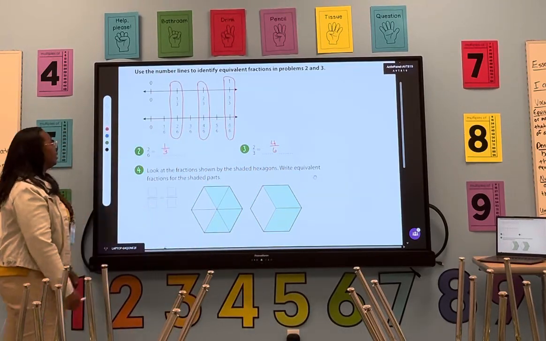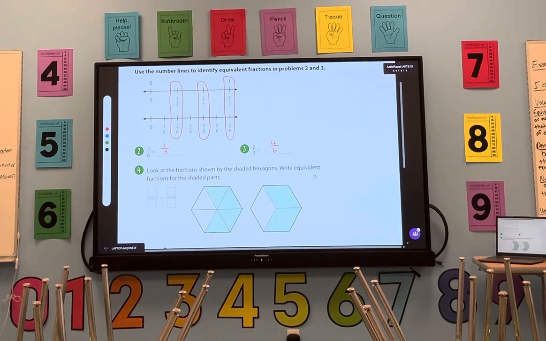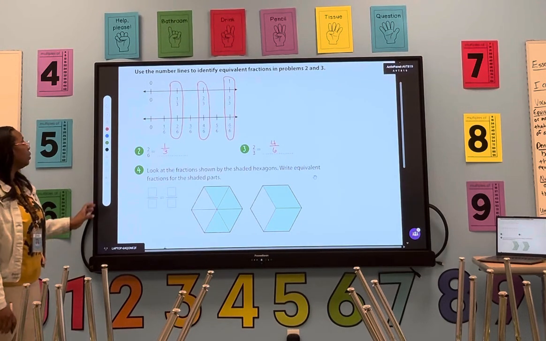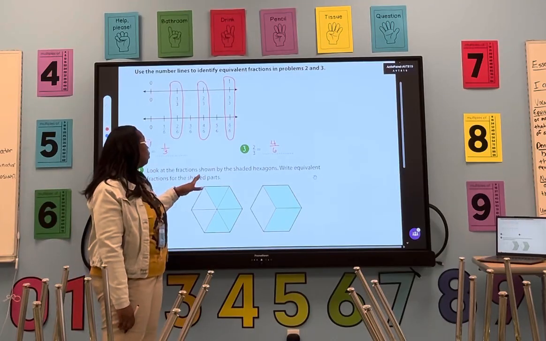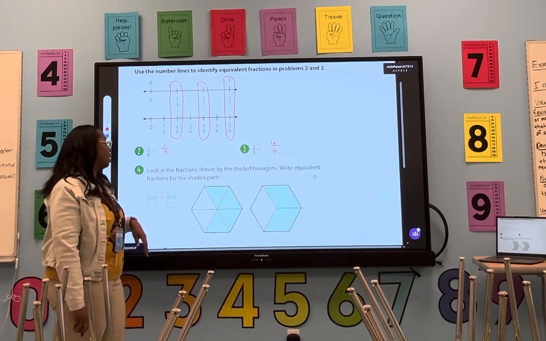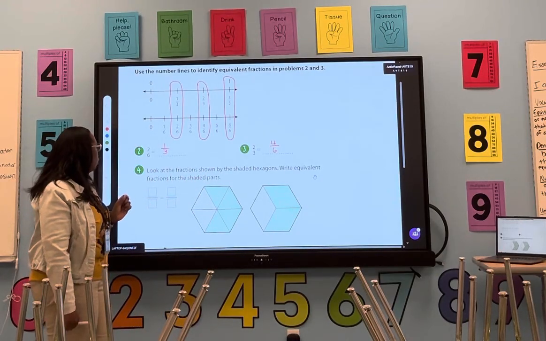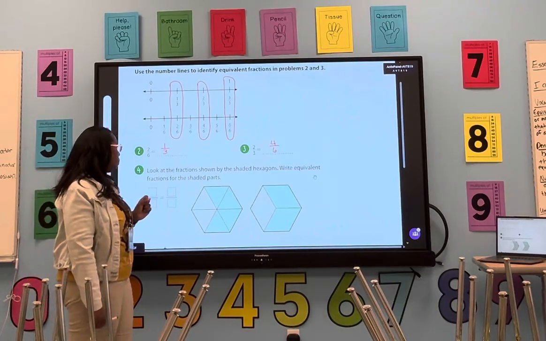Okay, that is 2 and 3. Let's go ahead and go to 4. 4 says, look at the fractions shown below. Look at the fractions shown by the shaded hexagons. Write equivalent fractions for the shaded parts.